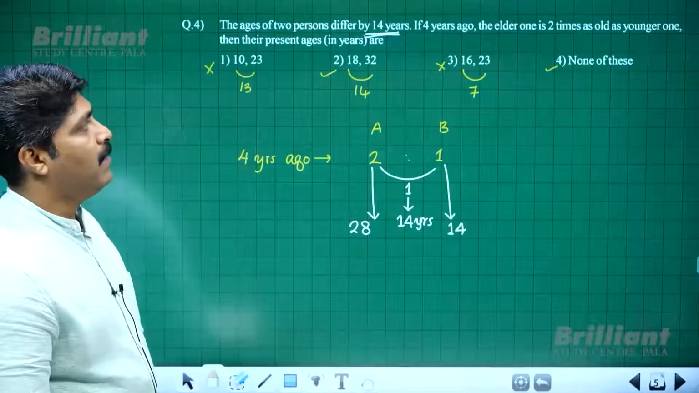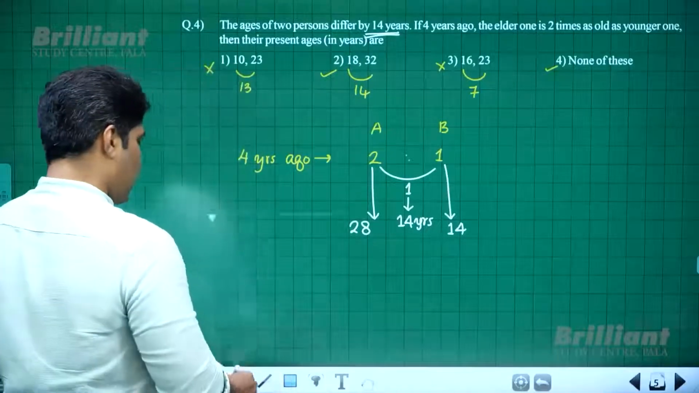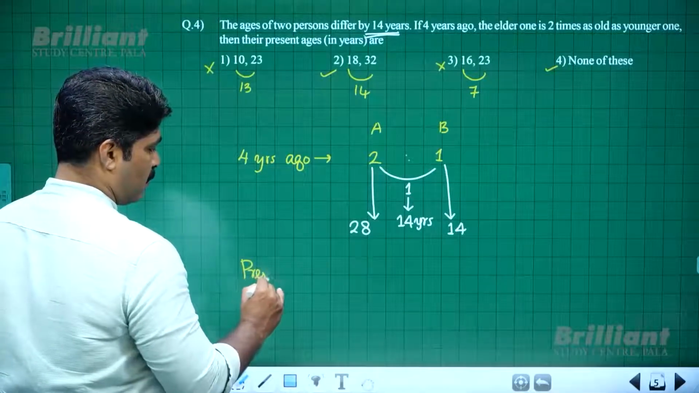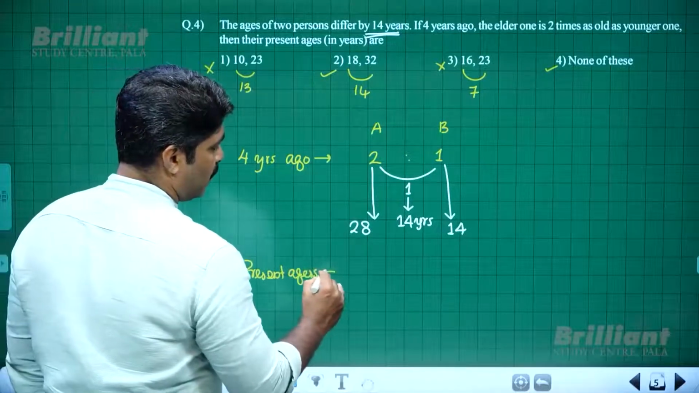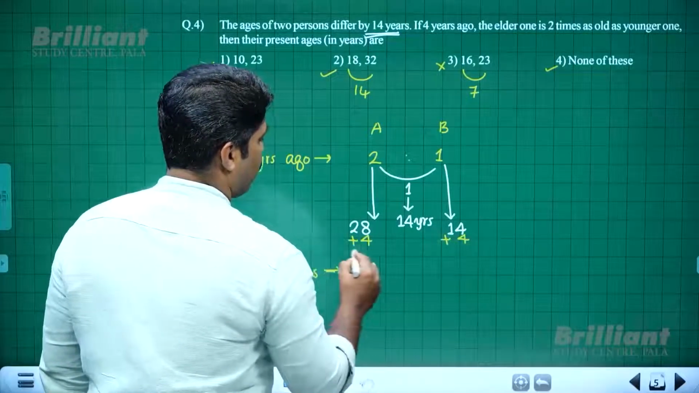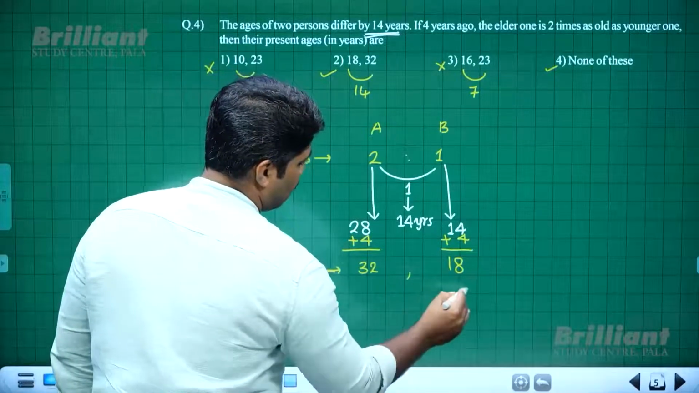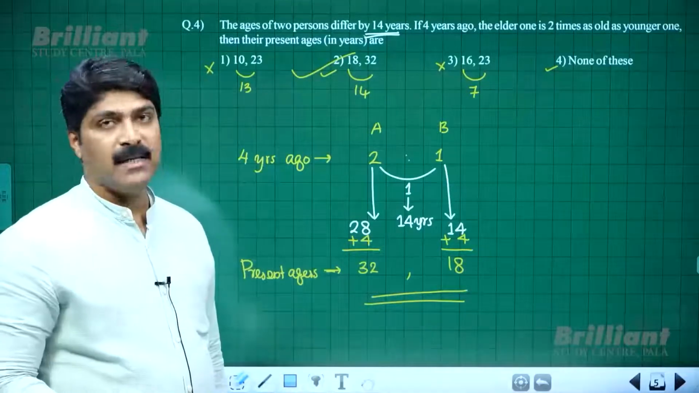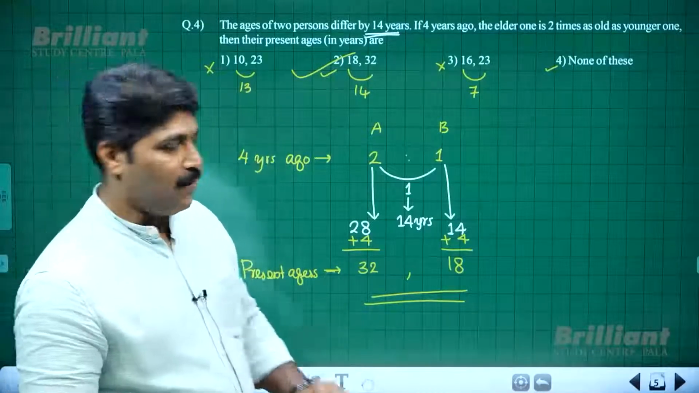Therefore, for the present situation, we have to add 4 to each of these two values. Got it? So for the present ages of these two persons, just add 4 to this value and this value. What will I get? This is equal to 32 years and this is equal to 18 years. These are the present ages. Therefore, we are sure our answer is 18 and 32. Order doesn't matter. Which one is first and which is second is not a matter. So, this is a tricky logic.